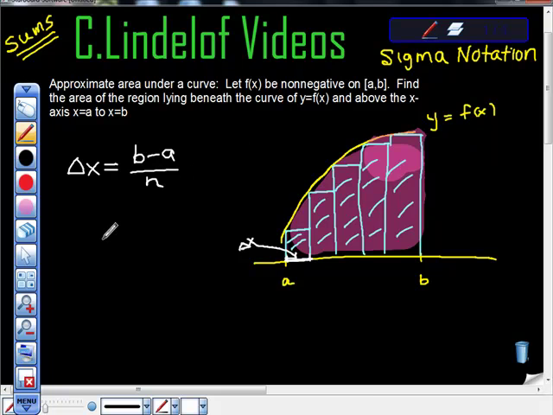So then I'm going to move on, and I'm going to start giving some names to this, because what I need is to figure out what this height is. So I'm going to say let the first x value be x sub 0, and let the last x value be x sub n, the last one in my interval. Well, if that's true, then if this is x sub 0, the next one will be x sub 1, x sub 2, x sub 3.